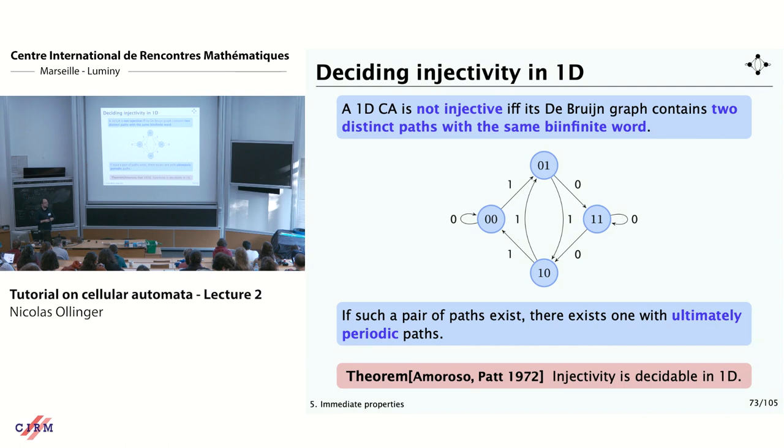And as you might imagine, it's easy to test this property. It's just yet again a classical thing in the sense of regular languages and playing with that. So Amoroso and Patt also devised this way to test for injectivity. And the question is, what about dimension two then? But I won't answer it yet. It's more complicated in dimension two.